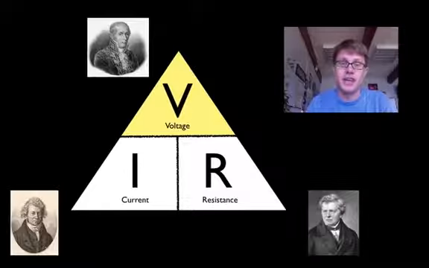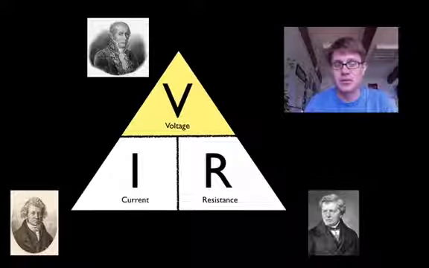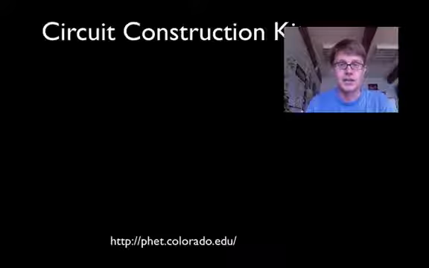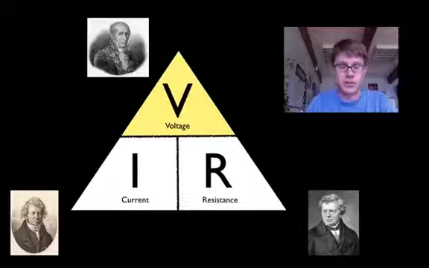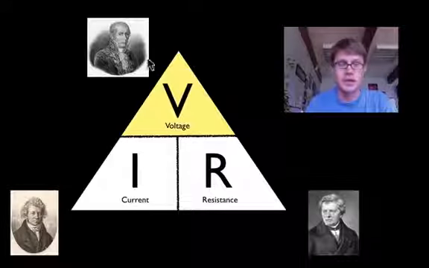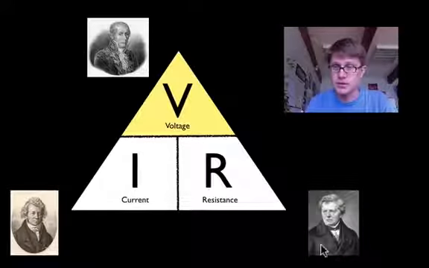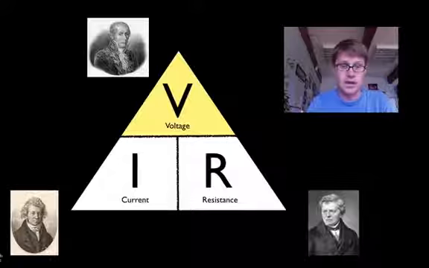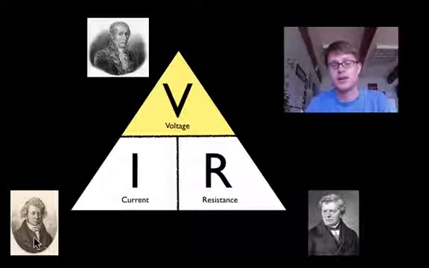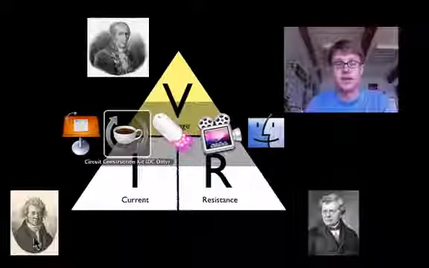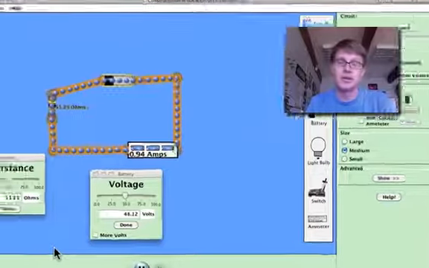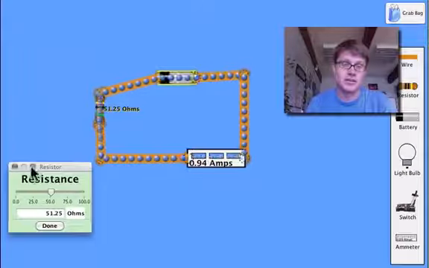And all of these are named after famous scientists that worked on electricity. This would be Volta, so the volts come from Volta. This is the resistance, and this is ohms, and then current is amps. Ampere is his name. And so that's Ohm's law, and the easiest way to figure out how each of these things work is to actually use the circuit construction kit.